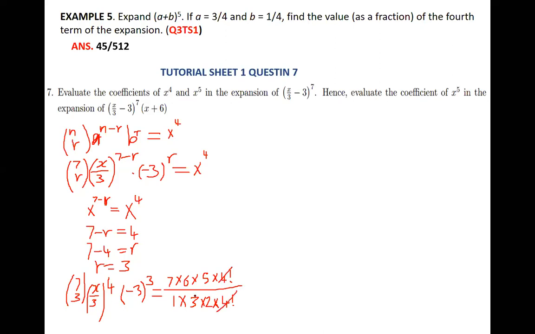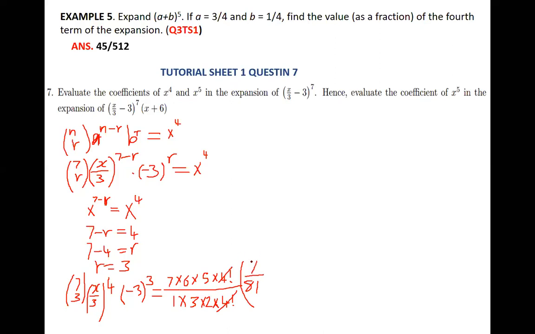Then you start dividing. Oh, before I even start canceling, I should first calculate what is 3 to the power 4. 3 to the power 4 should be 81. So I'm putting this in brackets. It's 81. Then this is going to be like this.